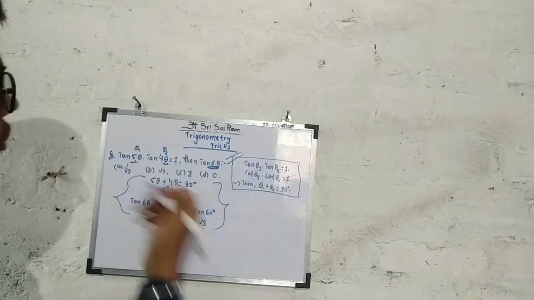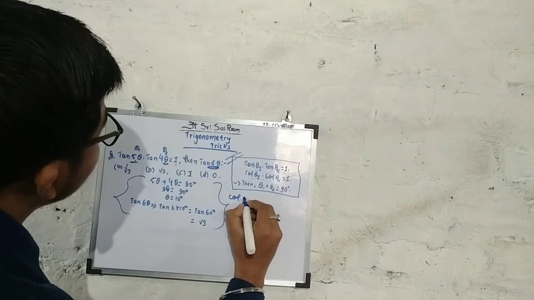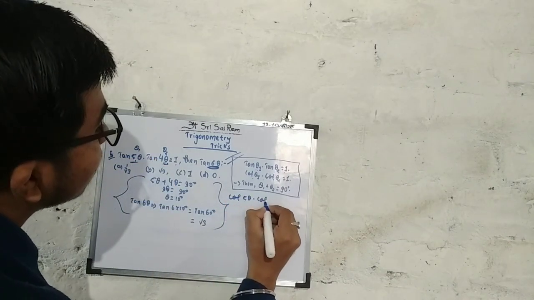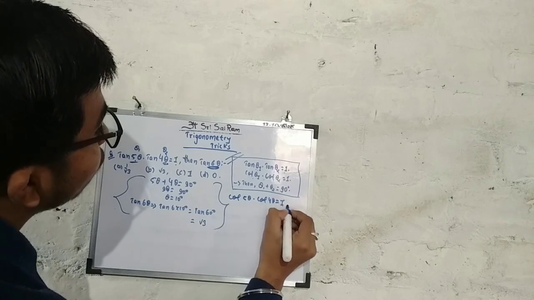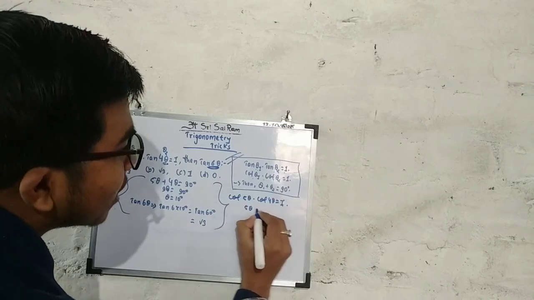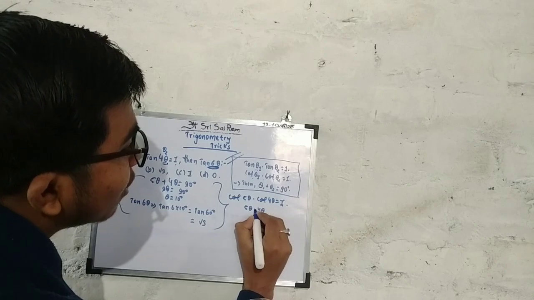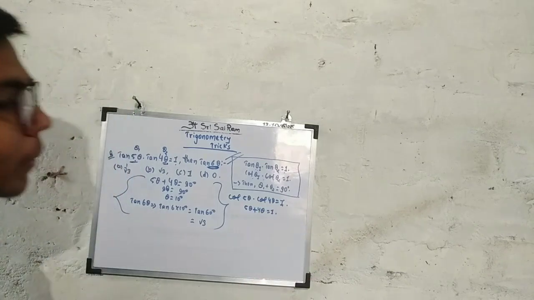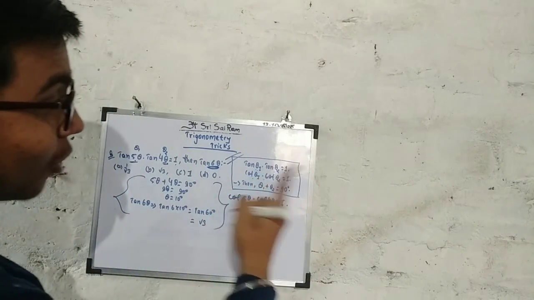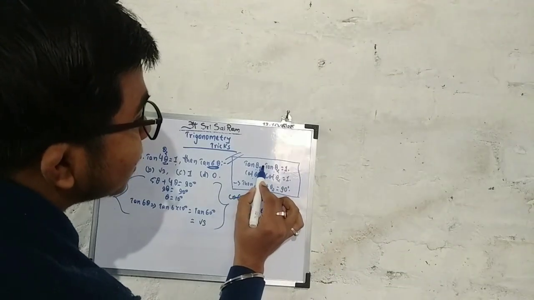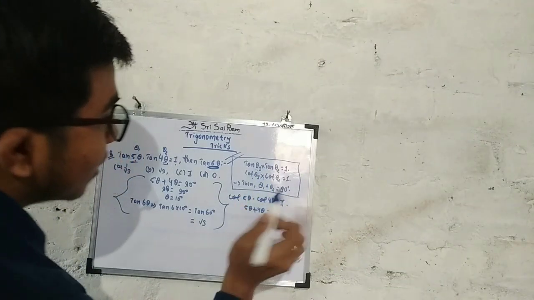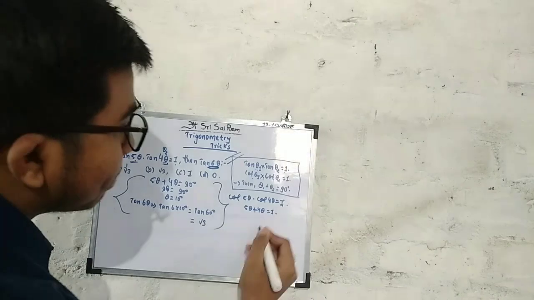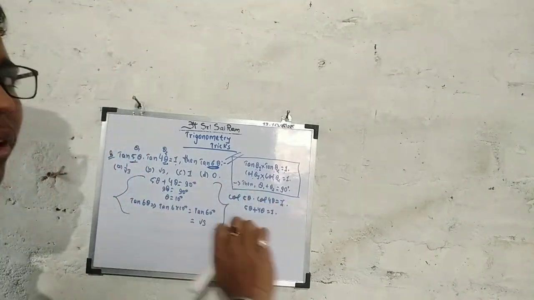The same could be applied with cot theta too. If we get cot 5 theta into cot 4 theta is equal to 1, then we will do the same thing: 5 theta plus 4 theta is equal to 90 degree. Here don't get confused with these points. These are multiplied here, not summed. The same thing we will do here also.